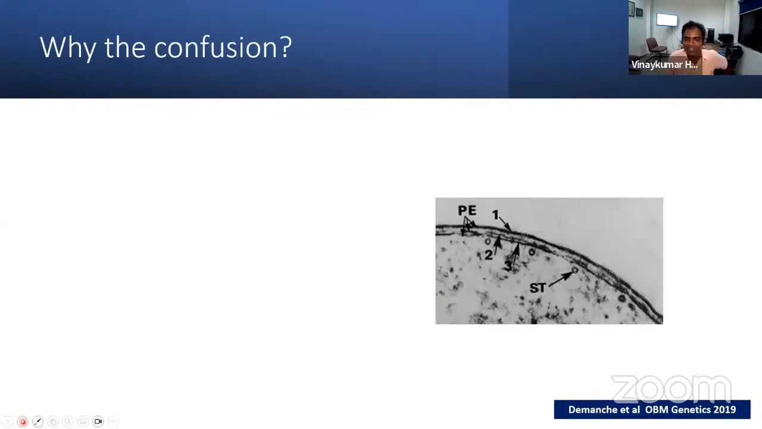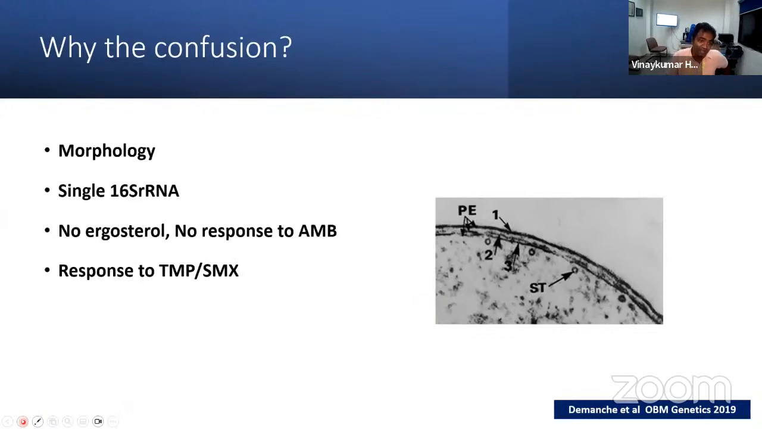The reason was that ultrastructurally it had some structures like the pellicle, which made people think that it was a parasite. Moreover, it had a single 16S rRNA. It does not have ergosterol in its cell wall, did not respond to amphotericin B, but did respond to trimethoprim-sulfamethoxazole, which, other than being an antibacterial drug, is also an antiparasitic drug. So these were the things in favor, and that's why it was being thought of as a parasite rather than a fungus.